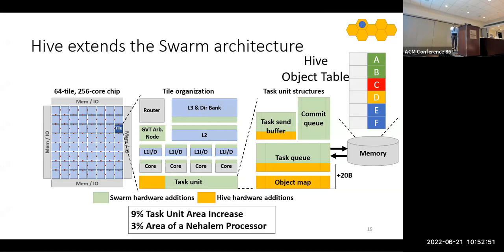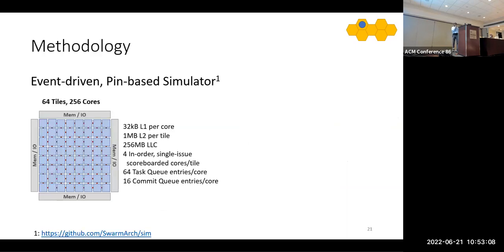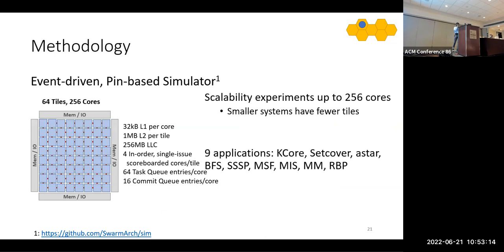Overall, Hive requires a 9% increase to the area of the Swarm task unit, which itself was less than 3% the area of a modern processor. So this is a very small area cost. Now that we've explained how Hive works, we'll evaluate it against both Swarm and a conventional multicore. We measure Hive's performance by modifying the open source Swarm simulator to support Hive's updates and scheduler dependencies, and we test 9 benchmarks on systems with up to 256 cores.